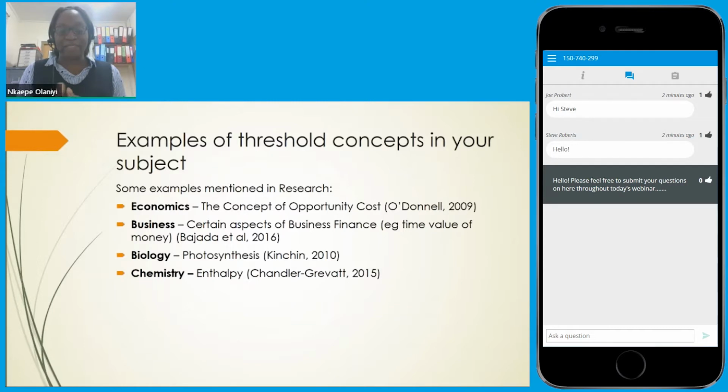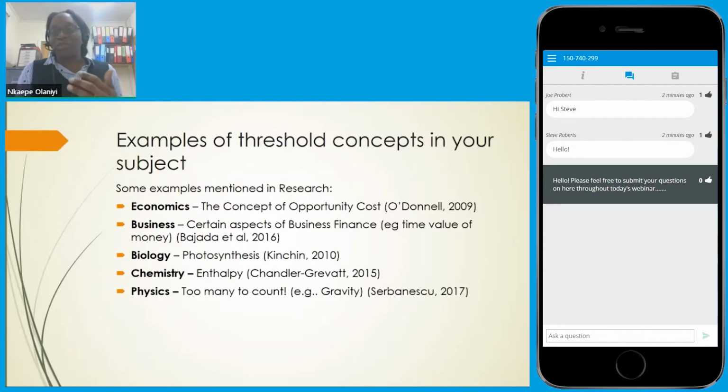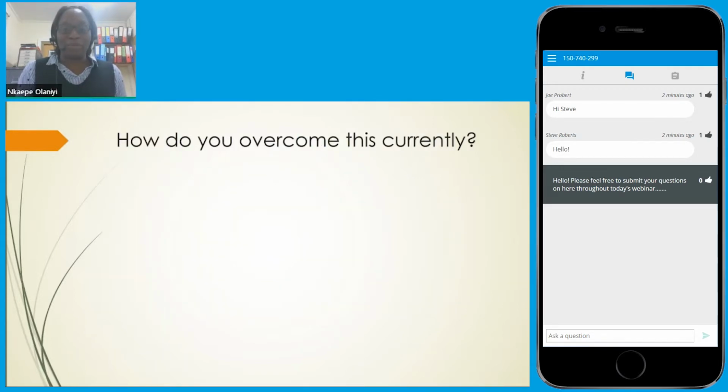In chemistry, we have enthalpy. In physics, I have to agree with this one, there's too many to count. Gravity is quite an interesting example, especially when you're trying to explain to people who are not very knowledgeable in physics how someone would accelerate at the same rate as a feather. So weight or mass has nothing to do with how fast you accelerate from the top floor, for example, to the ground.